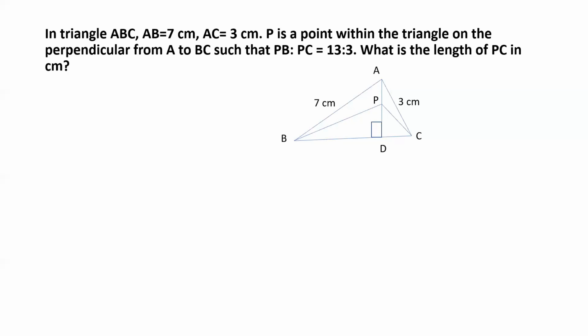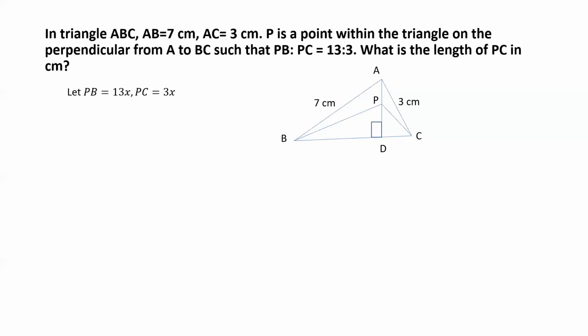So we are given that PB is to PC is 13:3. So we can start by assuming that PB is 13x and PC is 3x, where x is some number that we have to find out. And once we find out what x is, we can specify what length PC will be.